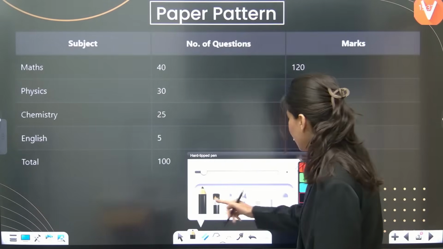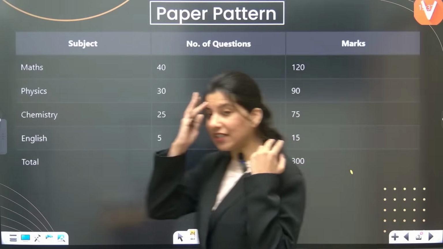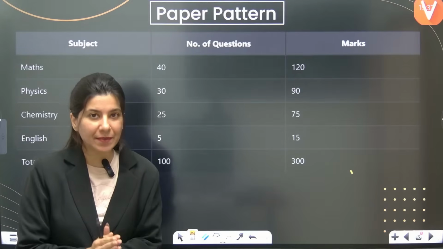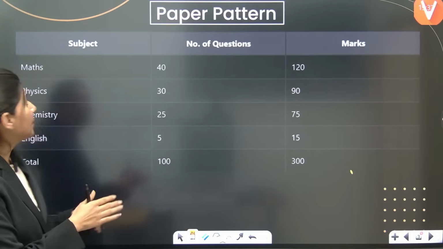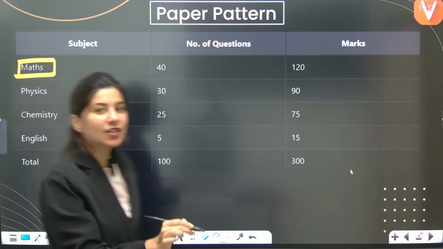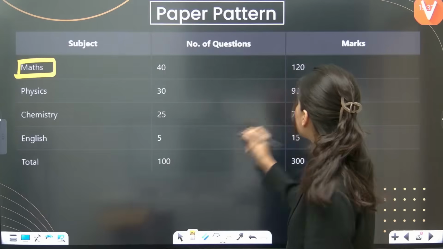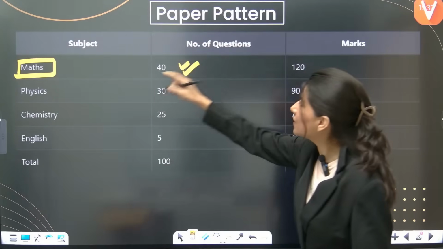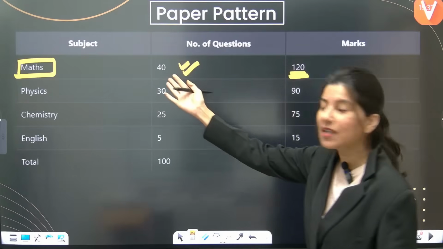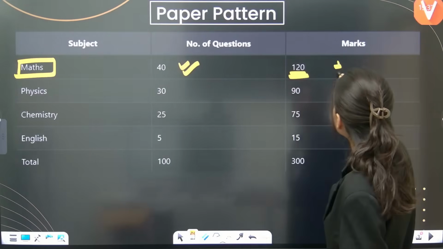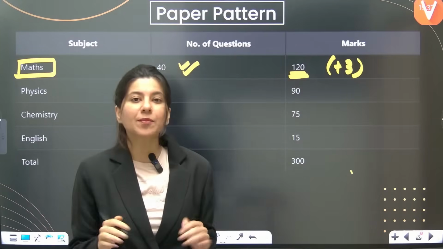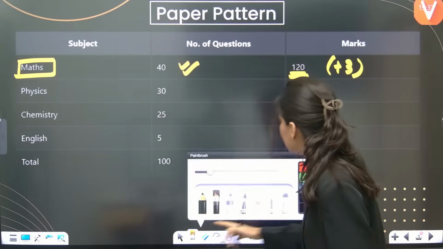Okay. So if I talk about the weightage or the question paper pattern for your upcoming AEEE examination, understand what your paper pattern is. Mathematics is the highest weighted subject in the AEEE examination. So mathematics consists of 40 questions which will give you 120 marks. Total marks of mathematics is 120. That means plus 3 is your marking scheme. If you get one question correct, you will get plus 3 in mathematics. You can clearly see over here.